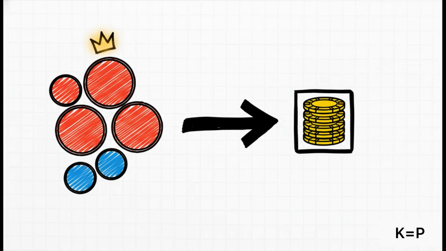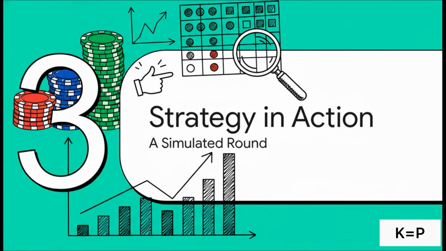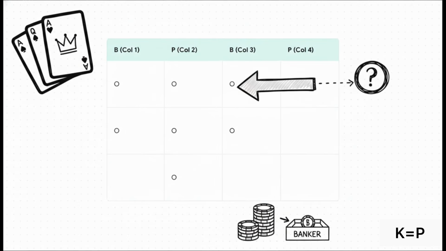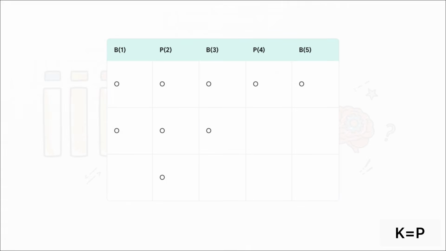Simple as that. Theory is one thing, but let's see how this actually plays out. We've done our homework, we finished our analysis, and now we are ready to place our bet. So, here we are, back at the scorecard. We've identified banker as the leader from our first block of 3 columns, so our money goes on banker. Let's see the result. And there it is, a win for banker.